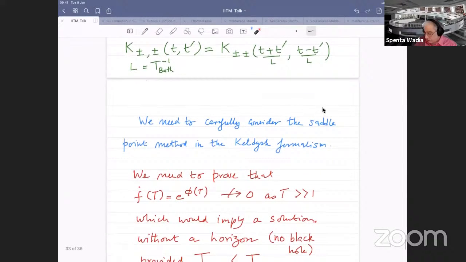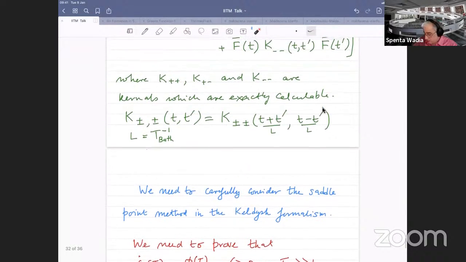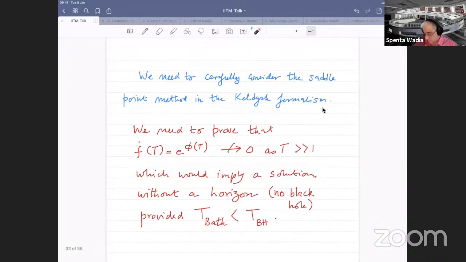Now we very carefully need to consider the saddle point method in the Keldysh formalism because there are two fields, so we have to understand this. We've just begun doing this. And ultimately, we hope to prove either by numerical methods, which looks very difficult, or by qualitative theory of differential equations, integral equations, qualitative methods, that the asymptotic solution for very large T, capital T, is such that exponential of phi at capital T does not go to 0, which means that you don't have a horizon. That means the black hole is gone.